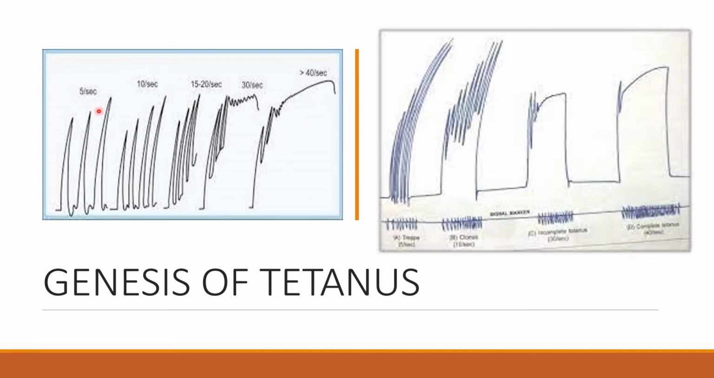Okay, so if you can see here, the rate of stimulation is 5 per second, 10 per second, 15 to 20, 30, and more than 40. In these last two pictures, you can see that sustained state of muscle contraction. So this is tetanus. Okay, so that is the principle.